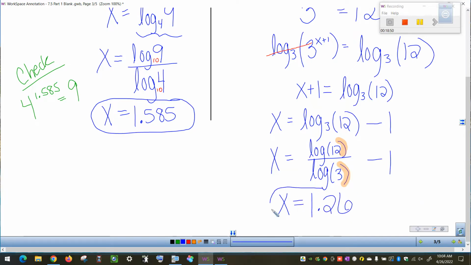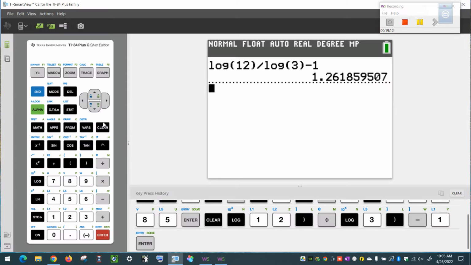All right, now even though this equation had a little bit more going on with it than the first one, it's still a good idea to check our answer, plugging it back into the original equation. So this is saying that 3 raised up to the power of 1.26 plus 1, and then subtracting 5 should equal 7. And so we can do a quick check of that here on our calculator.